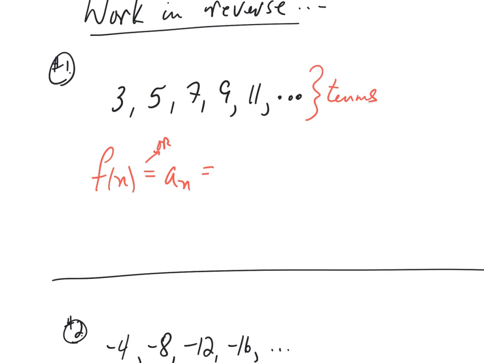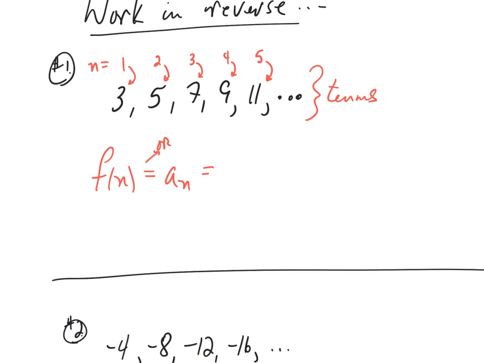So how in the world are you supposed to find the equation? Well, the idea is, remember that unless we're told otherwise, we want to put in 1 for n and get out 3. Put in 2 for n and get out 5. Put in 3 for n and get out 7. Put in 4 for n and get out 9. Put in 5 for n and get out 11.